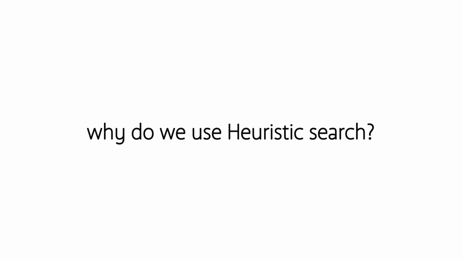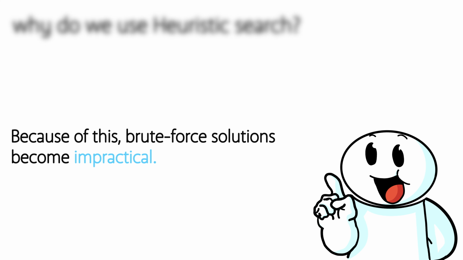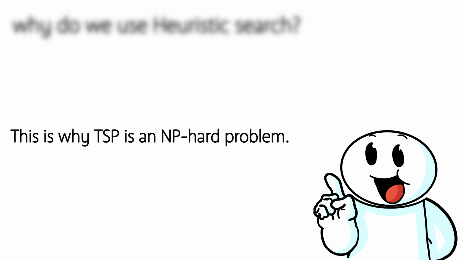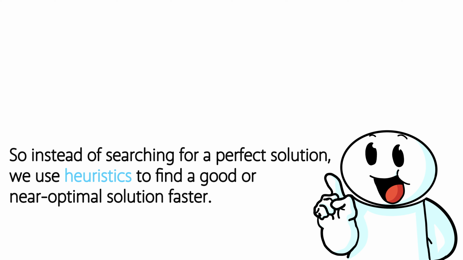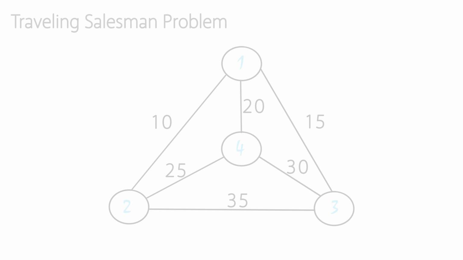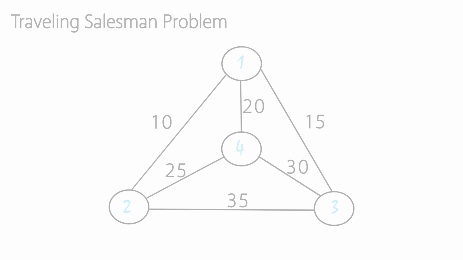Now, why do we use heuristic search? As the state space grows exponentially, the time complexity and space complexity also grow massively. Because of this, brute force solutions become impractical. This is why TSP is an NP hard problem, non polynomial problem. So instead of searching for a perfect solution, we use heuristics to find a good or near optimal solution faster. Like in TSP, we use nearest neighbor to estimate the heuristic value for each node. It helps us as a guide.